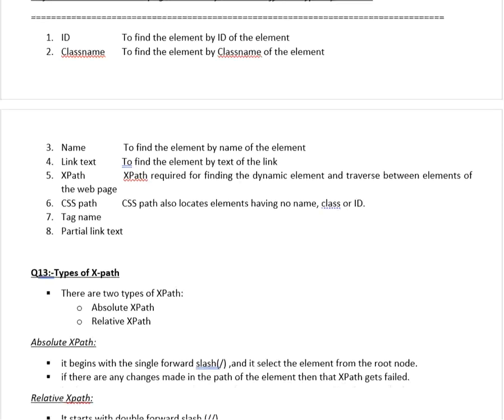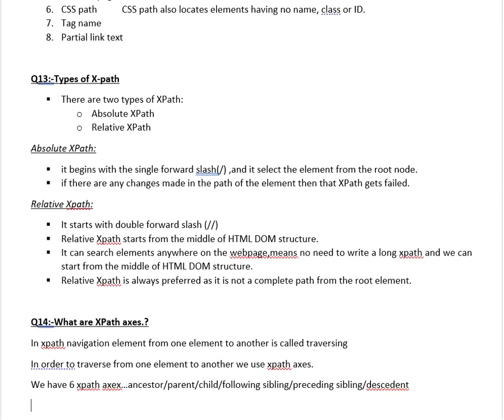Now the next question is, what are the types of XPath? Types of XPath means absolute XPath and relative XPath. Absolute XPath begins with a single forward slash and selects the element from the root node. If there is any change made in the path of the element, then the XPath fails. Also there is one question form: what are the types of XPath? Here there are two types of XPath, that is absolute XPath and relative XPath.